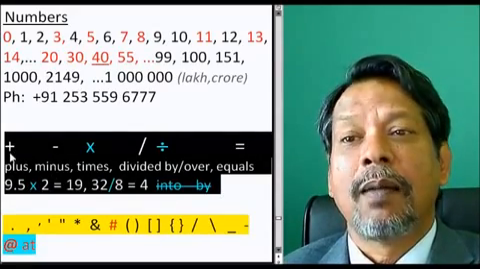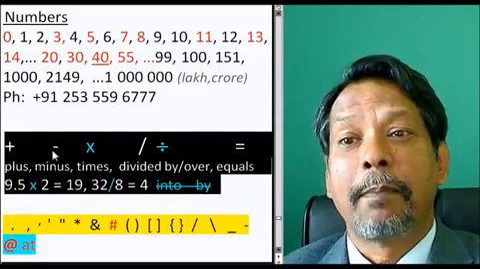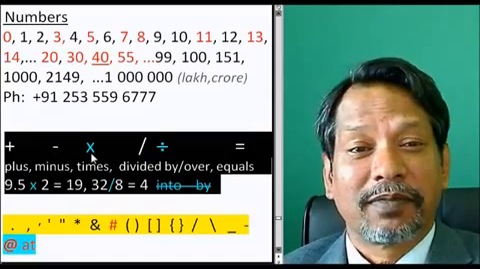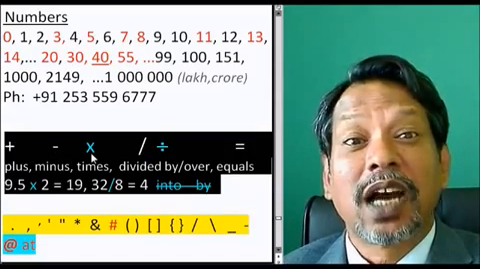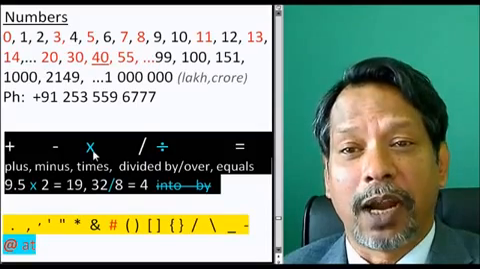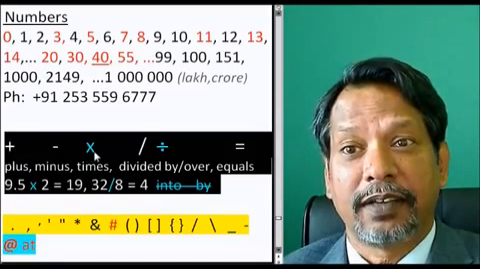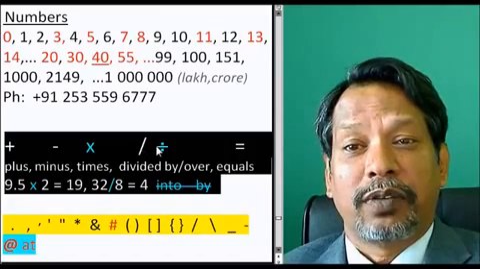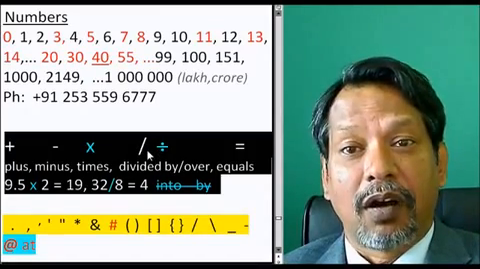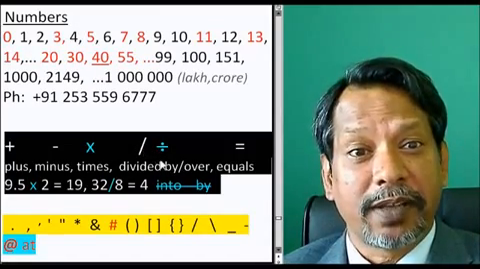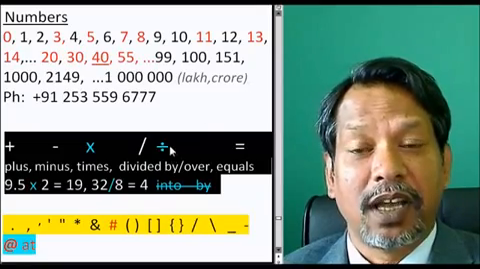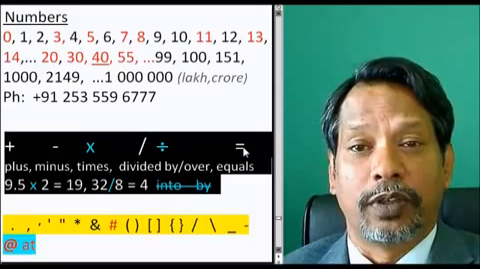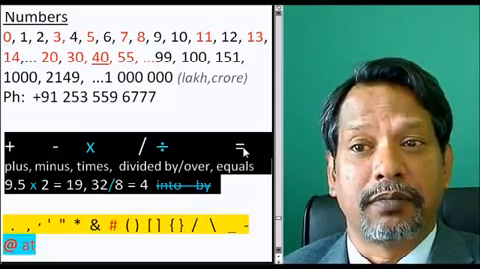Okay? How do you say these mathematical symbols that you encounter very often? This one, plus. This one, minus. Times, not into. Times, or multiplied by. Times, okay? Do not say into. This one, or that one, divided by, or over. 5/3. 5 divided by 3. Don't say by. Okay? This one, equals, or is equal to.